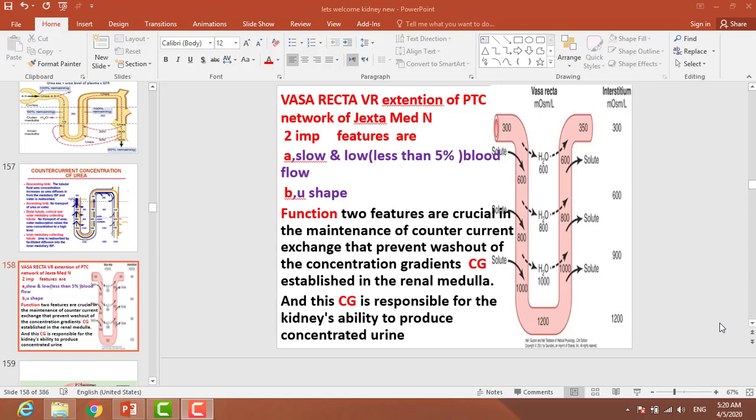I am from the Physiology Department, and this lecture is in continuation of your previous lecture concerned with the counter current mechanism. Today I am going to discuss the role of the vasa recta.